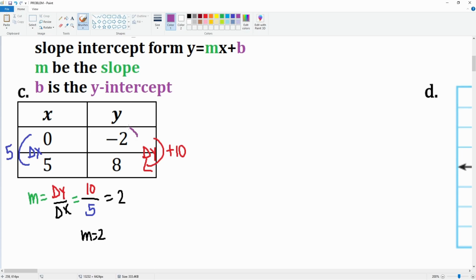Take a look here. This is actually your y-intercept. So b is equal to -2. So we can now grab the equation and substitute in the values. The slope here was given as just 2, and the y-intercept here was given as -2. The equation is y equals 2x minus 2.